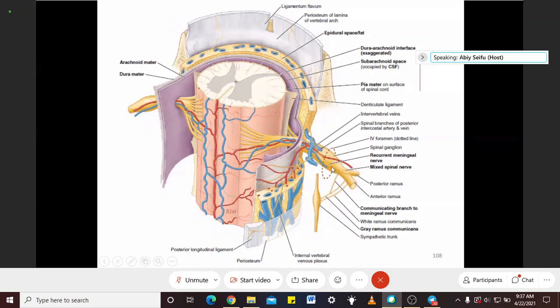Look, this one is a recurrent meningeal nerve, which turns and goes back to the canal. The meningeal nerve is also called recurrent because it exits and then re-enters the vertebral canal, so it is called the recurrent meningeal nerve.